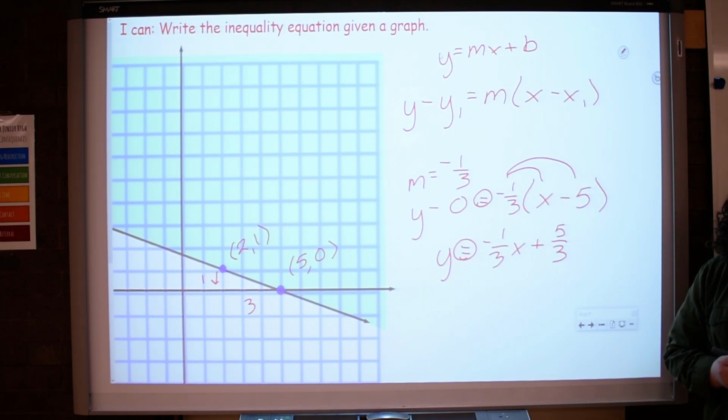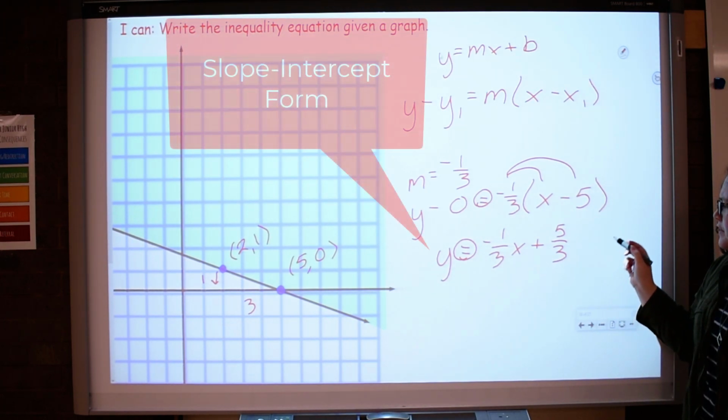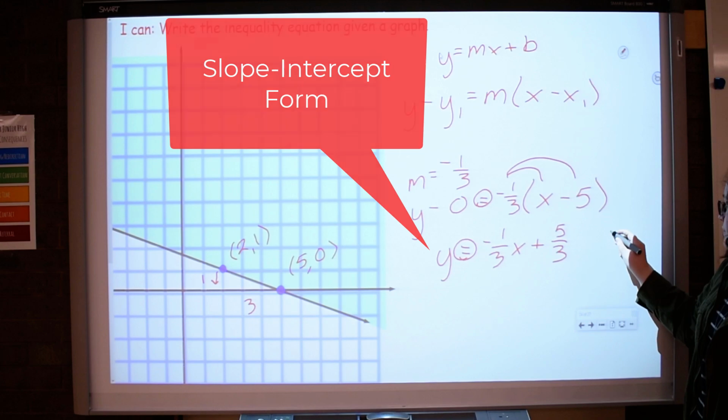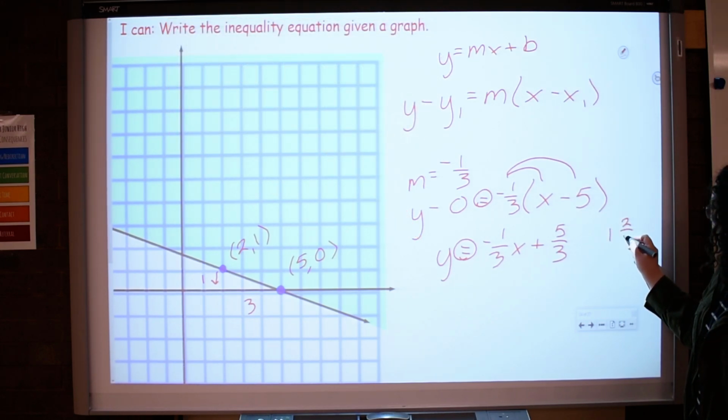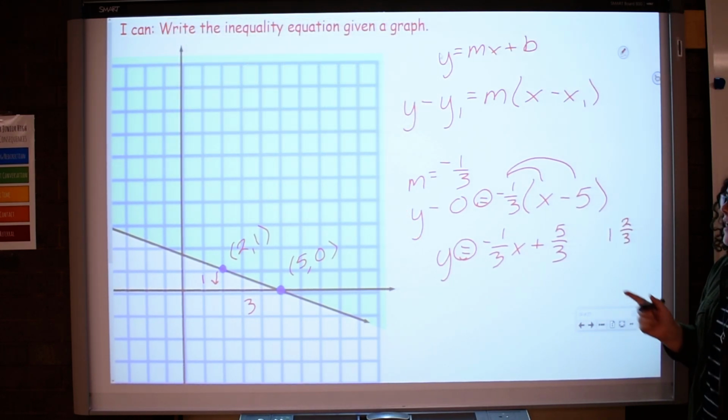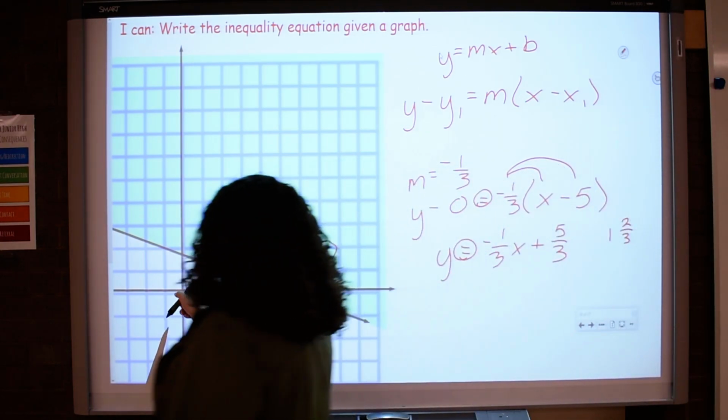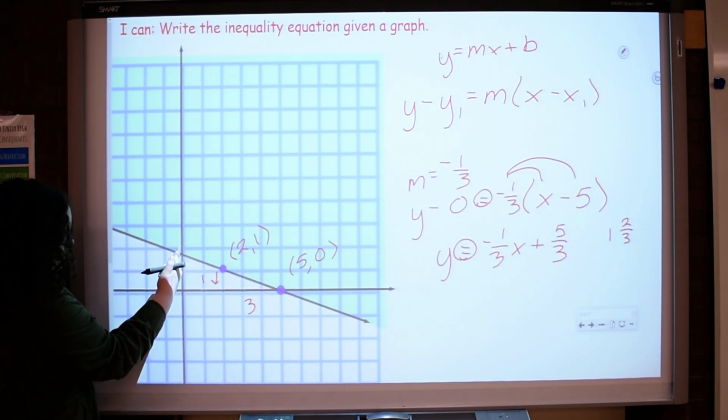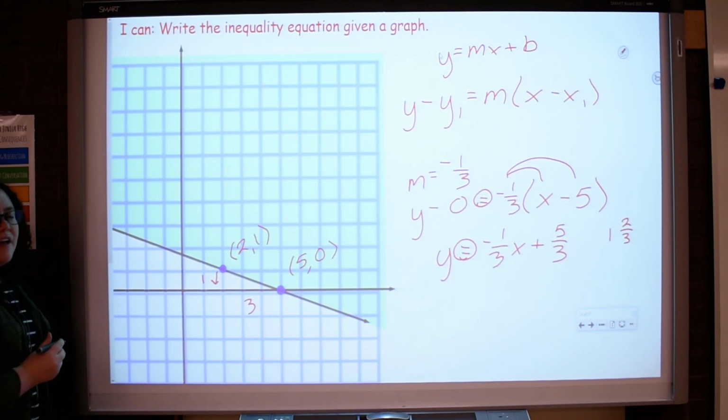And let's see if this actually checks out. 5/3 is 1.6 again, so 1 2/3. Yeah, and it looks like our number over here, our slope would be a little bit more than 1, but not quite 2. So yeah, I think that checks out.